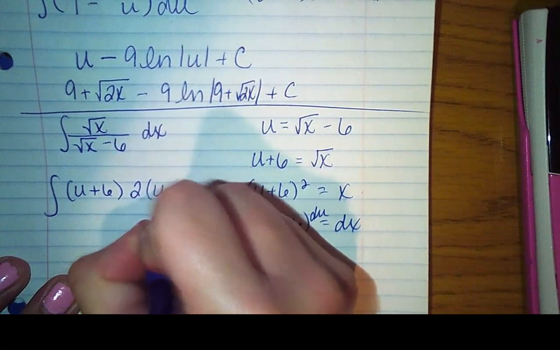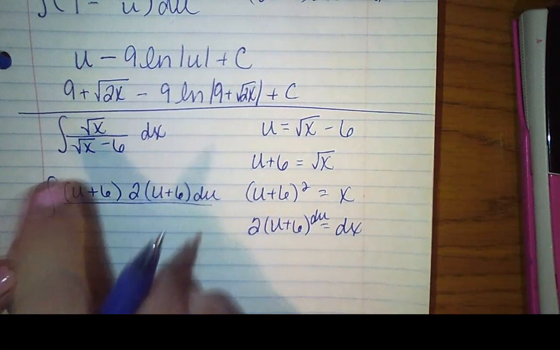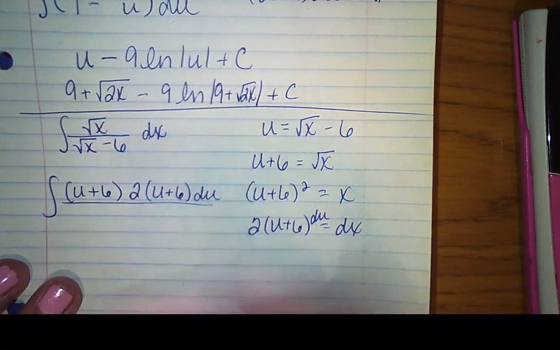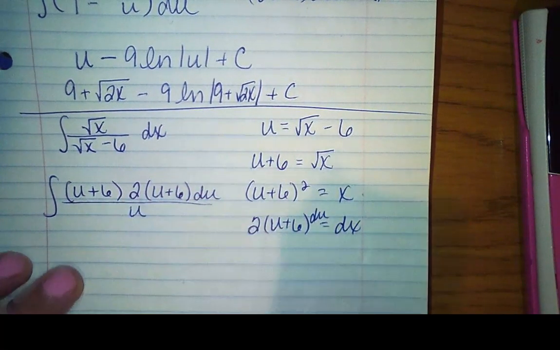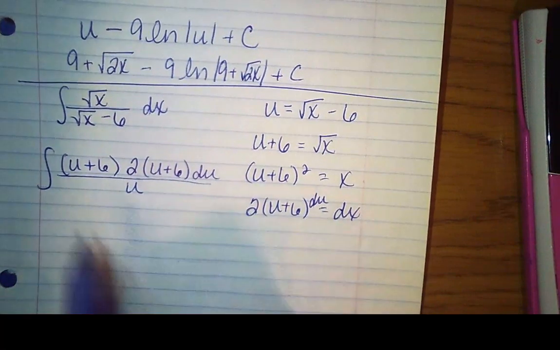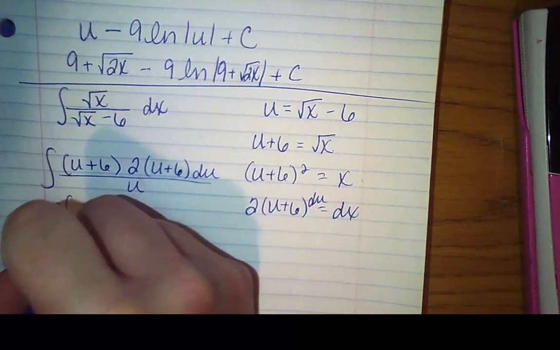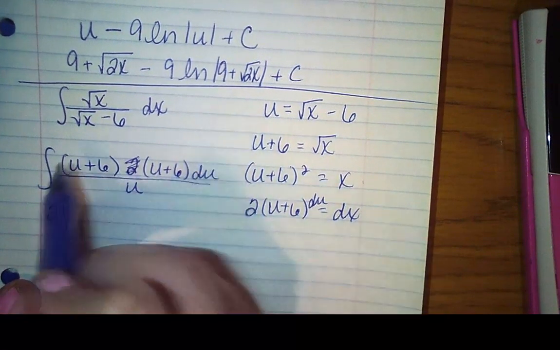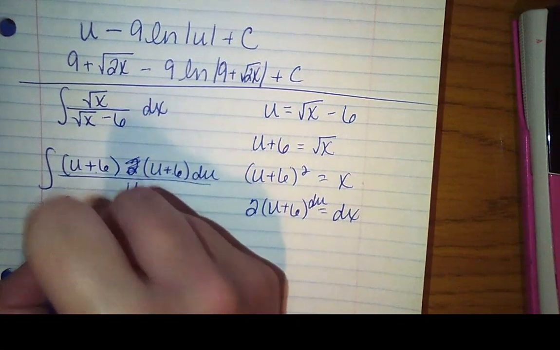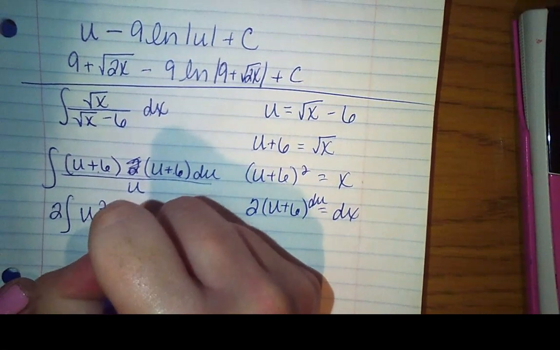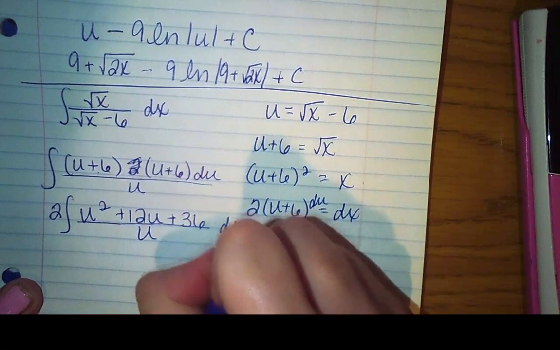So 2u plus 6 du over, and then can I rewrite the square root of x minus 6? Well, what is the square root of x minus 6? The square root of x minus 6 is u. Okay, so I am going to move this thing along. I've got a 2 that I'm going to pull out front. So there's my 2, so this is taken care of. I am now going to FOIL this part out because this is a u plus 6 times a u plus 6. So that gives me u squared plus 12u plus 36 over u du.